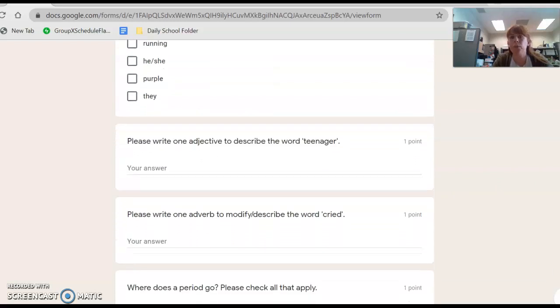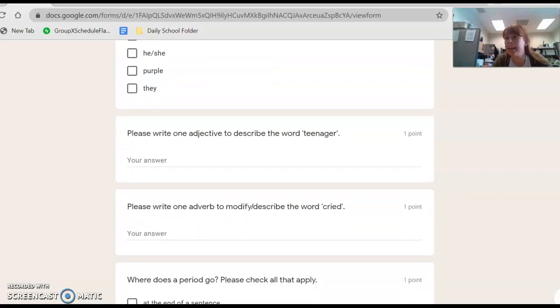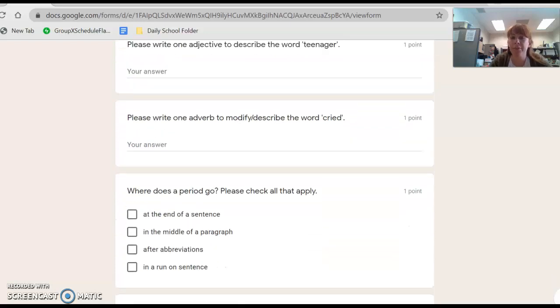Next question, please write 1 adjective to describe the word teenager, okay? Teenager is a noun. An adjective describes a noun. Give me a word that describes a teenager. Next question. Please write 1 adverb that modifies or describes the word cried. Cried is a verb in the past tense. An adverb will describe or modify, so like to tell who, what, where, when, why, of the word cried. So please give 1 adverb for that.